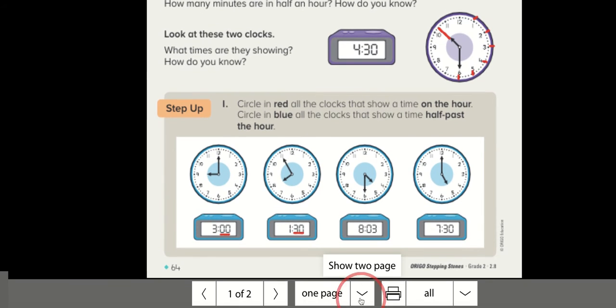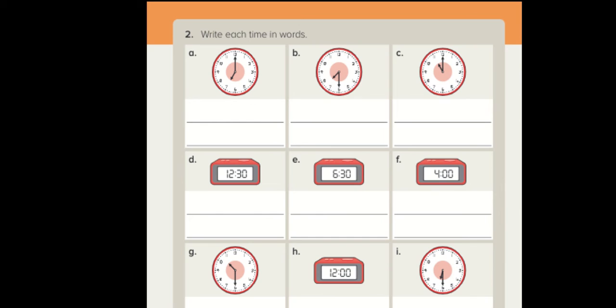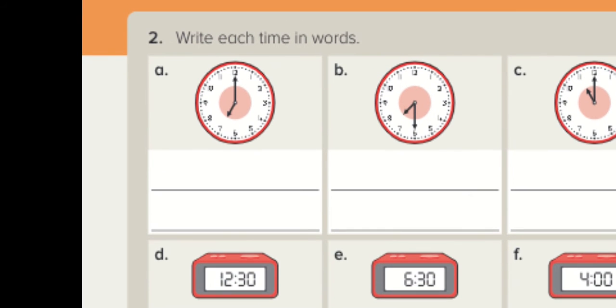Okay, let's look at the next page. And scroll up here. This part, you're going to be writing each time in words. So figure out what time it is on the clock and then write it in words. We'll do a couple of these together. So right here, okay, so I can see that the hour hand is pointing to the 7 and the minute hand's pointing to the 12. This is 7 o'clock.